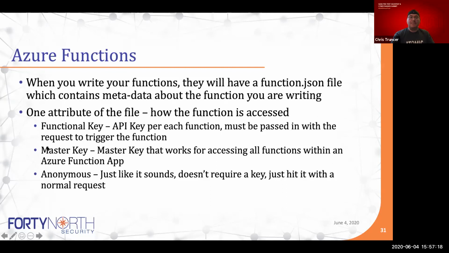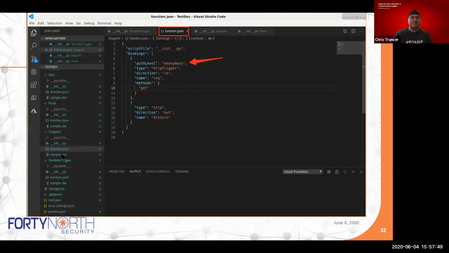You also have a master key, which is basically an API key for that parent, that overall higher level function. If that is passed in and included, then it will work for all sub functions. So that's basically your master key, if you will. The other option, though, and this may be more of what you want, is to allow anonymous access. And that's exactly what it sounds like. It does not require a key at all in order to use it. You just hit it with a basic web request and the code is triggered. So that is what we are doing in this case.